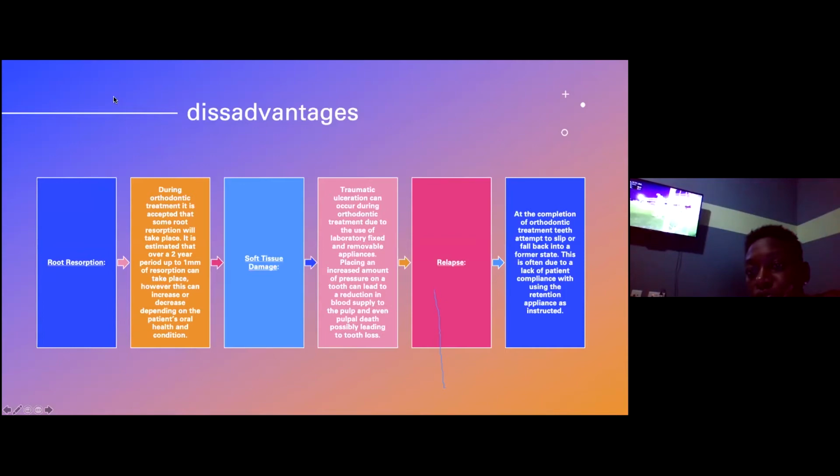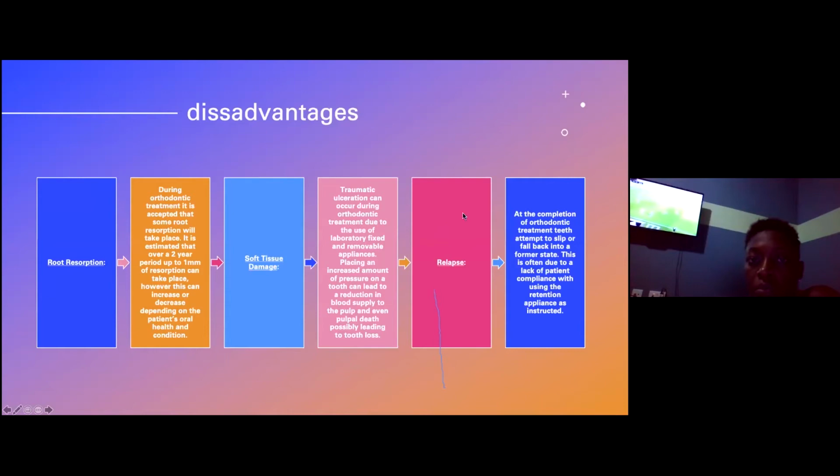Like we spoke about before, or Zanetta spoke about before, when you're looking at ethics and patient consent and so forth, these are all things that you have to consider when you're treatment planning, to make sure the patient understands some of the issues that can occur before you undertake orthodontic treatment.